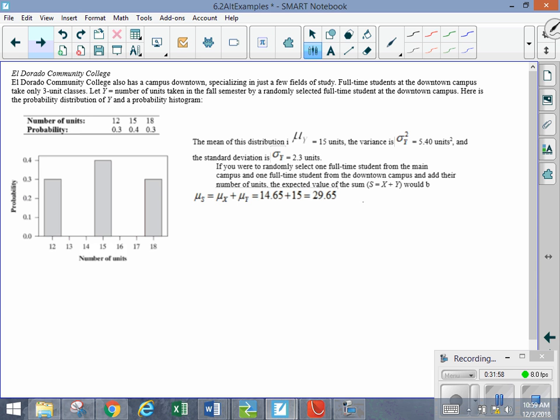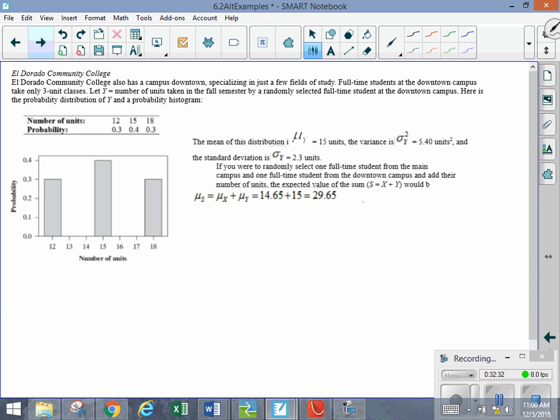Back to El Dorado Community College. They've got a campus downtown, and luckily we don't have to actually do these calculations. They're done for us. We're going to use them later, though, so that's a good thing. You can just see the calculations done. Full-time students take only 3 unit classes, right? So there's no labs or anything like that. So we eliminated the 13, 14, 16, and 17 unit classes.